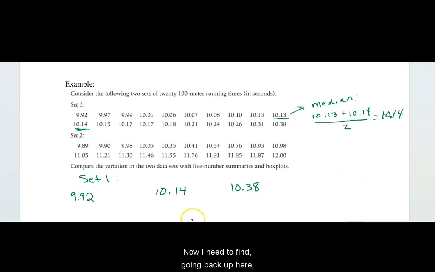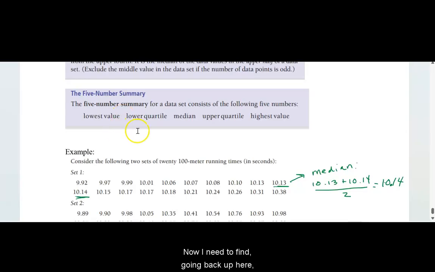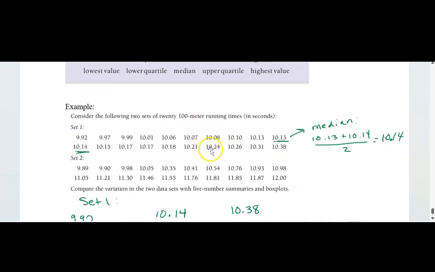10.14. Now I need to find, going back up here, the lower quartile and the upper quartile. Now, I'm just going to tell you right now, if these were an odd number of data values, it would be very easy.